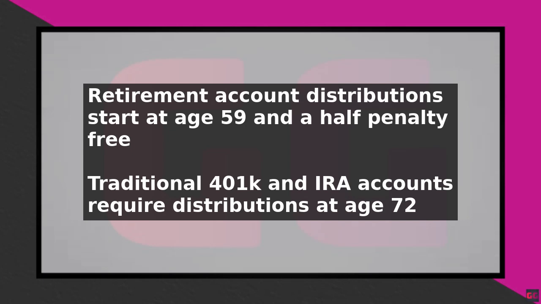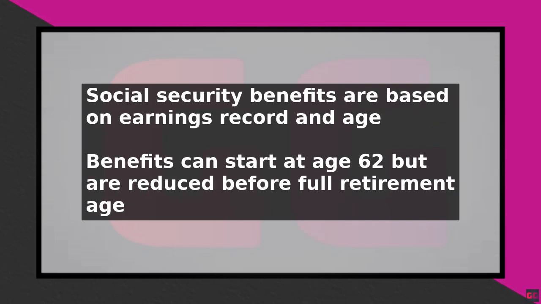There are several types of retirement accounts, including 401k, IRA, and Roth IRA. Each has its own set of rules regarding distributions. Generally, you can start taking penalty-free distributions from your retirement accounts at age 59.5. However, you must take required minimum distributions from traditional 401k and IRA accounts starting at age 72.